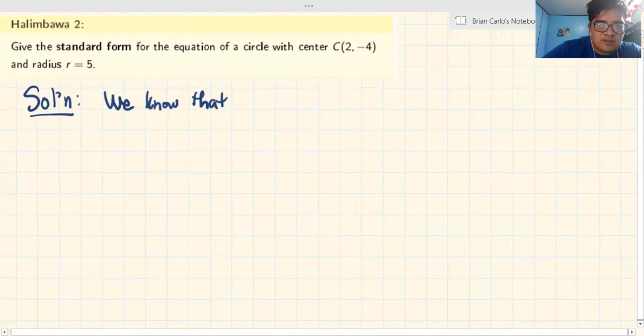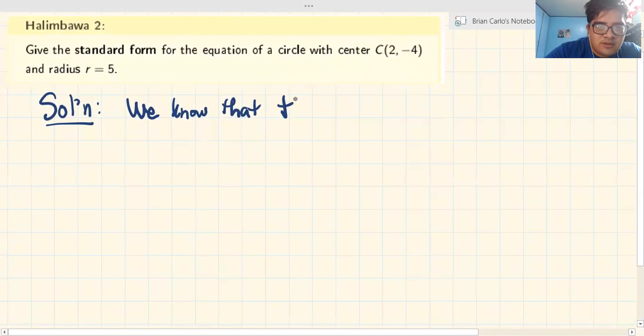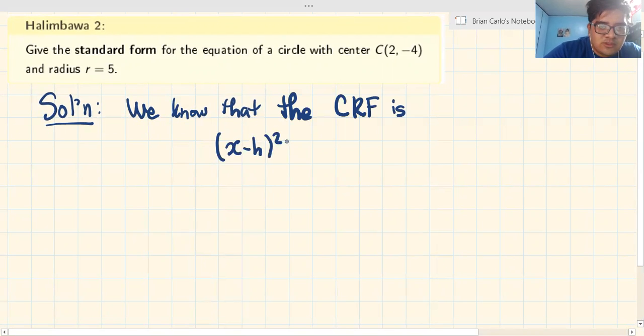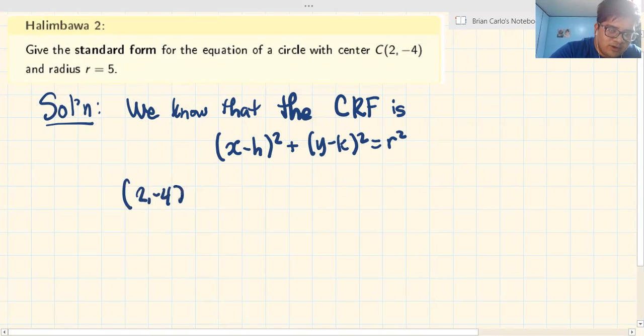let's zoom in a little bit. We know that the center radius form is (x minus h) quantity squared plus (y minus k) quantity squared is equal to r squared. Paulit-ulit ko siya sinusulat para maalala nyo. This implies that yung center kasi ay 2, negative 4. So, ganito natin siya isulat. Yung 2, negative 4. Tapos, r is equal to 5.